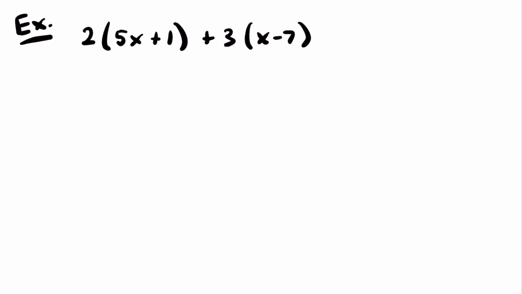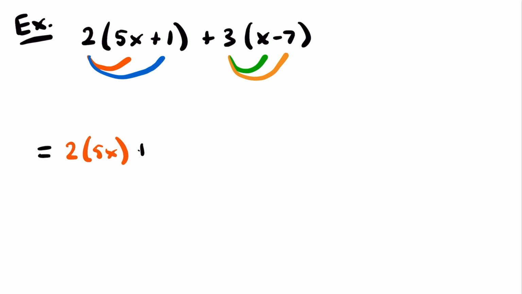Okay, so let's use the distributive property and simplify this variable expression. We're going to multiply 2 by 5x, and then multiply 2 by 1, and we'll multiply 3 by x, and then 3 by negative 7. So here's what we'll get. We have 2 times 5x plus 2 times 1, and then plus 3 times x, and then plus 3 times the negative 7. We multiplied 2 by these 2 terms to get these 2 terms, and we multiplied 3 by these 2 terms to get these 2 terms.